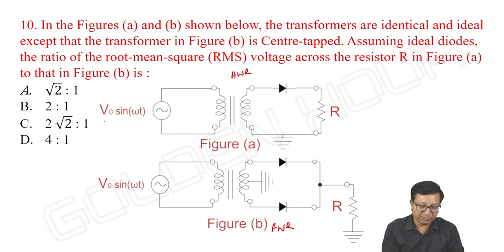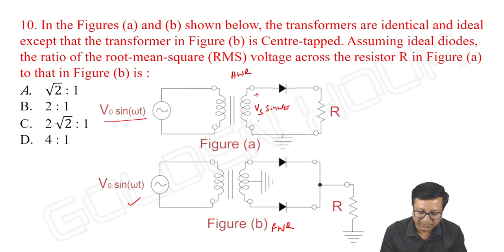And V primary is Vo sin omega t in both the cases. And transformers are also identical. Okay, let me take V secondary as Vs sin omega t here. And here the turns ratio is same.